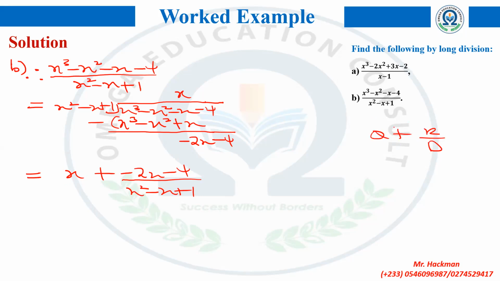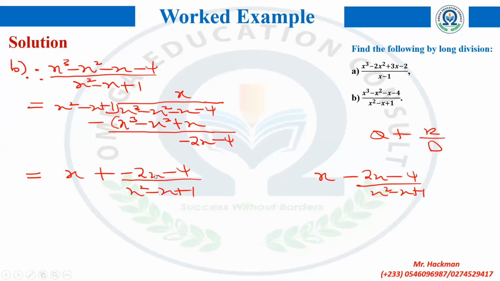So, in between the terms, after writing your quotient, you have to write plus before you write the quantity for your remainder over the divisor that is given. So if you come and write it this way, x, then you write minus 2x minus 4, all over x squared minus x plus 1. These two, are they the same? No, please. They are obviously not the same.